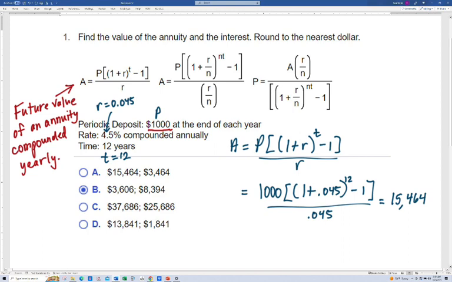You should get 15,464. Notice these numbers are rounded to the nearest dollar. So I did round to the nearest dollar.